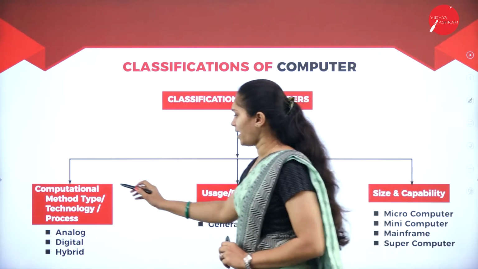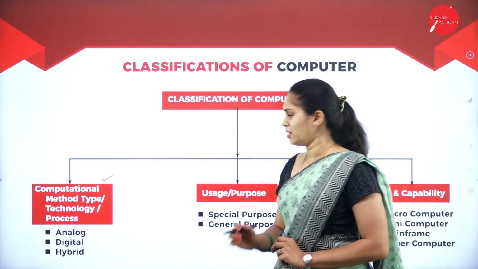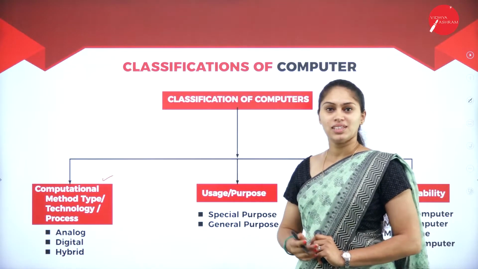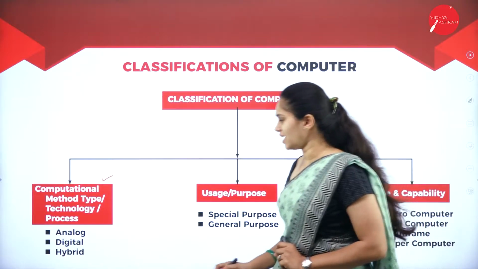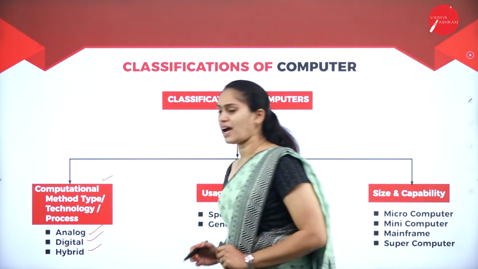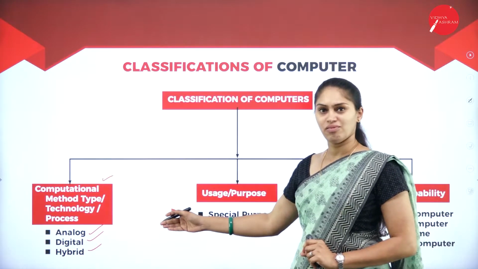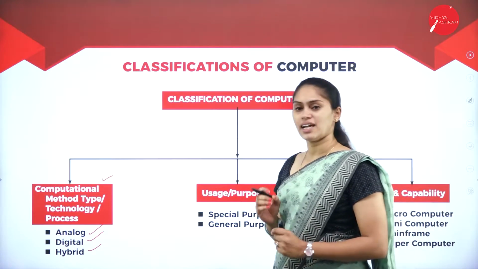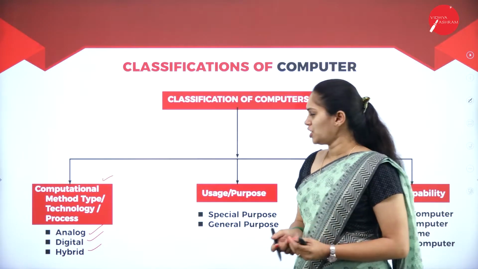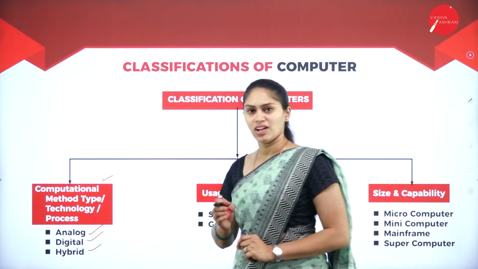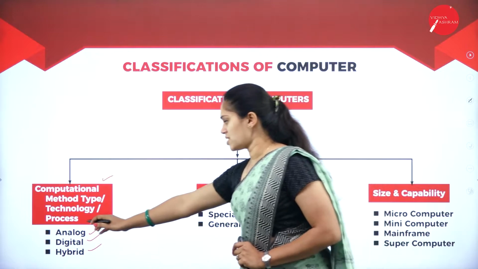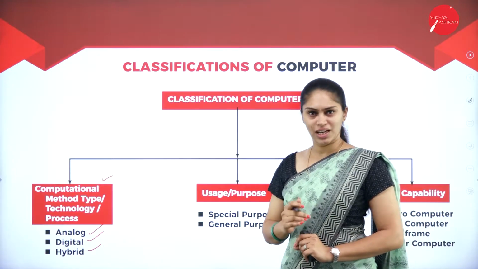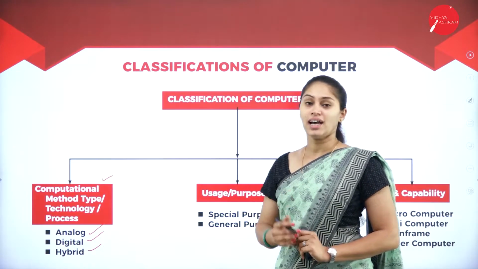Based on the computational method, or the type or the technology and the process, by all these parameters, I am going to divide computers into three types, that is analog computer, digital computer and hybrid computer. This classification has been done based on these parameters: what computational method they are going to use, the type along with the technology they have used, and along with that the process, how it will be processed. Based on all those parameters, it has been classified into three parts, that is digital, analog and hybrid computer.